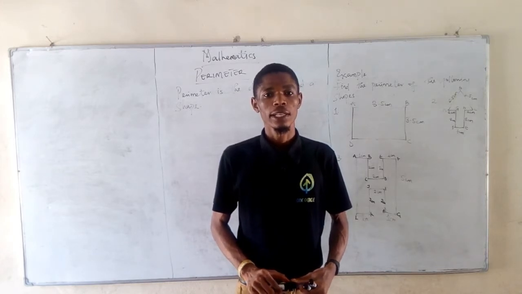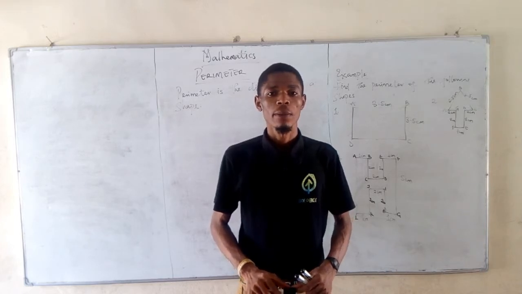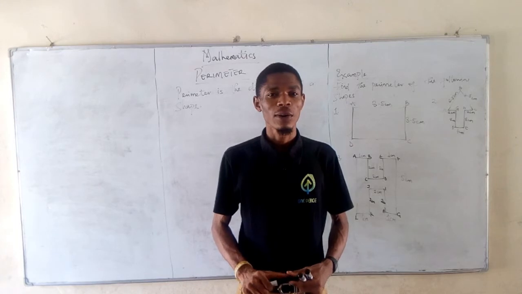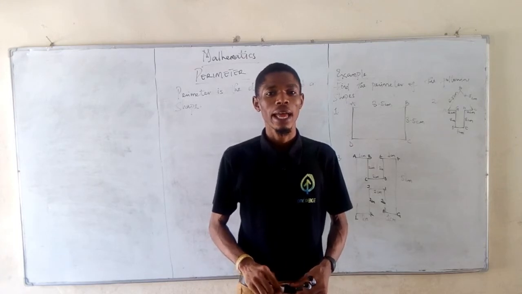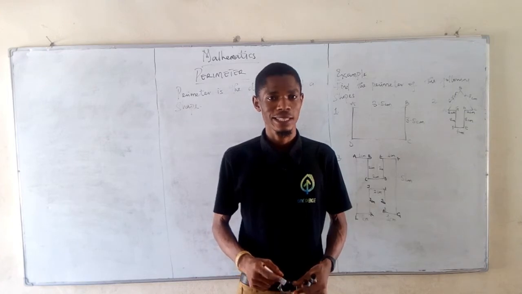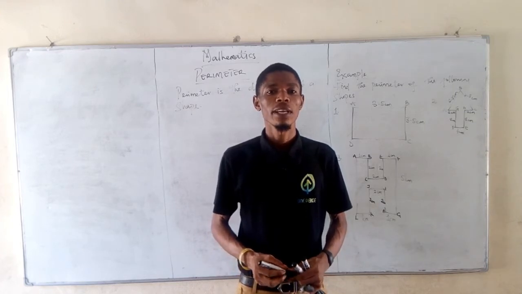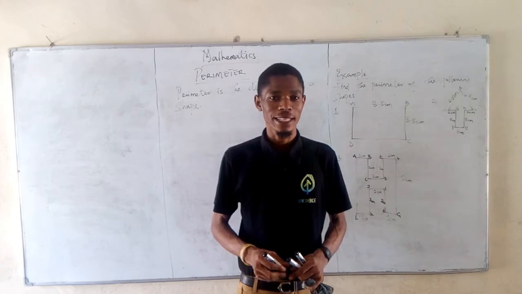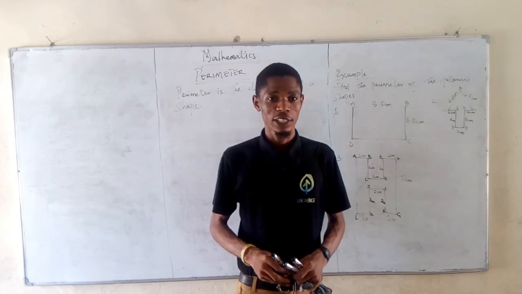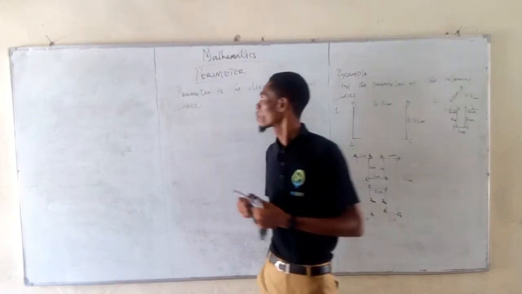Okay? Before we continue, I'd like to explain the meaning of perimeter. Perimeter is the sum total around any shape. Perimeter is the sum total of the sides around a shape. Now let's consider a shape on the board and see what we get.